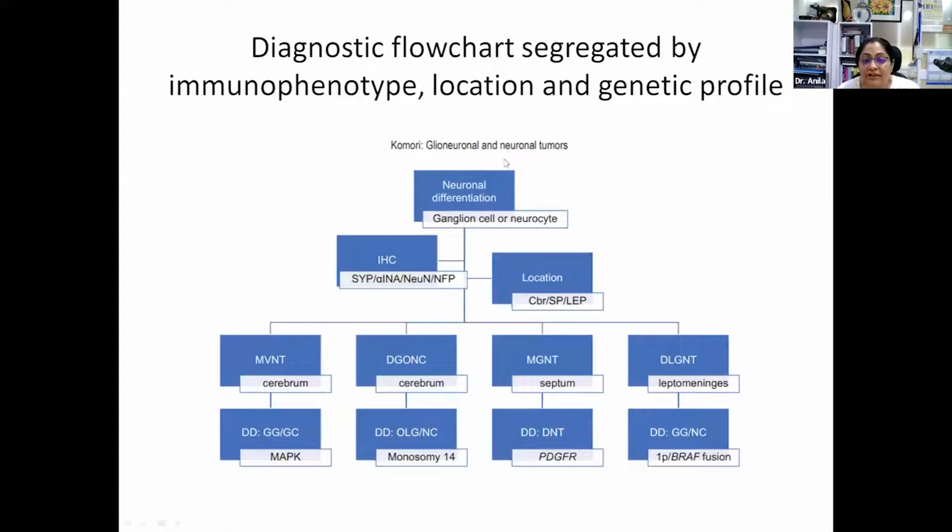So this is a flowchart of the tumors which are segregated by their phenotype, location and genetic profile. If the tumors have neuronal differentiation, like ganglion cells or neurocytes, on IHC usually synaptophysin, NeuN or neurofilament is used, and depending on their locations, these are the various tumors. And there are genetic alterations.